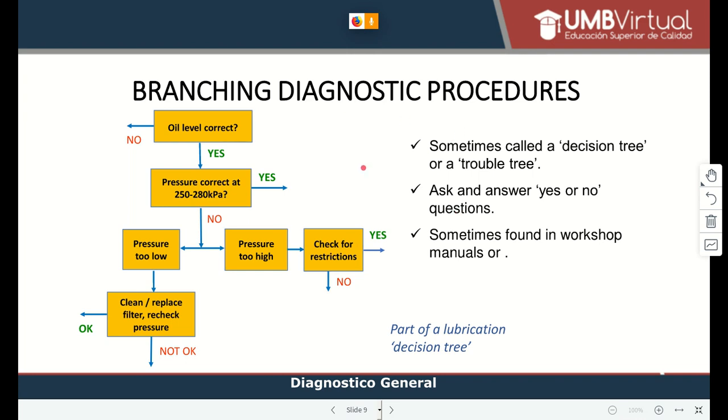So this is what is called a decision tree. It's a yes or no question, a kind of algorithm. This is pretty much what is sometimes found in workshop manuals. But again, it's going to depend on the diagnostic procedure set up by the manufacturer.